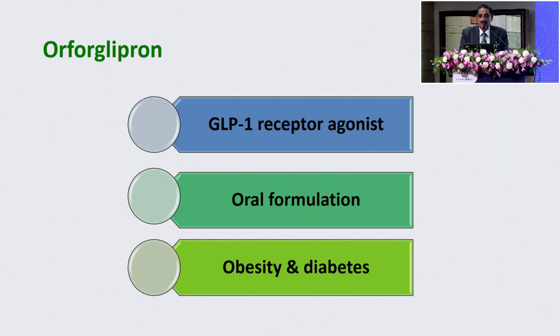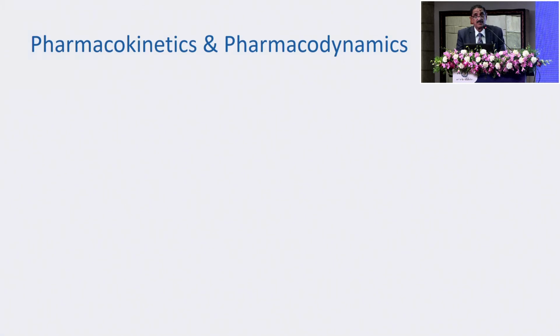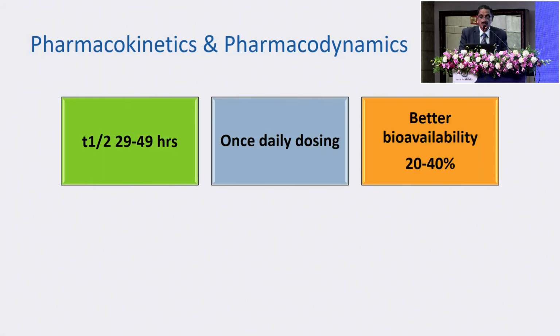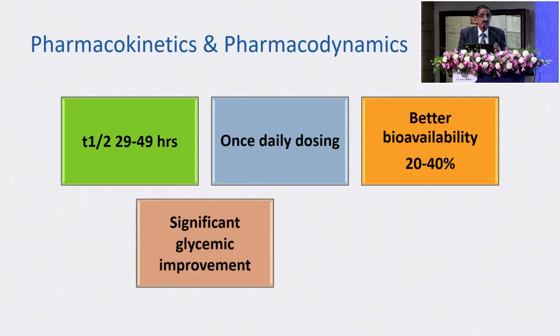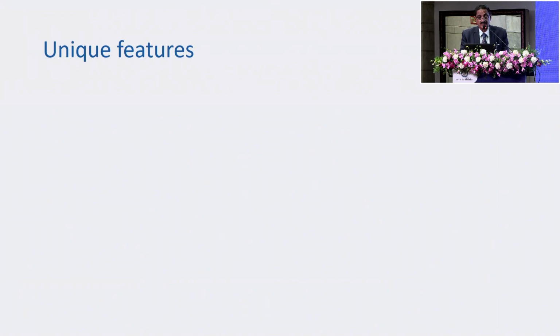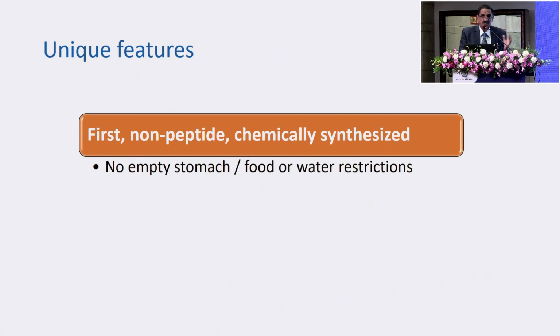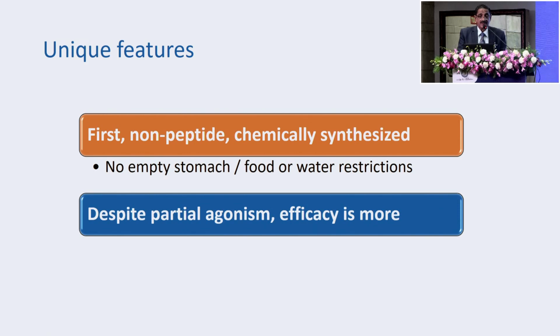Orforglipron is an oral drug, a receptor agonist, in oral formula, and obesity and diabetes are the indications. Long duration of action, so once a day dosing, better availability, significant glycemic control, and body weight reduction. The unique features of this are, first, a non-peptide, chemically synthesized drug, and also no fuss about taking it before food, after food, with water, without water. And despite partial antagonism, the efficacy is more.